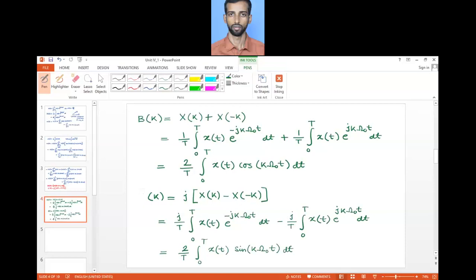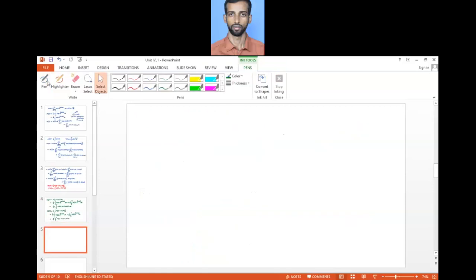So by virtue of this, we are able to find the relationship between the exponential Fourier series and the trigonometric Fourier series, and the corresponding coefficients xk, bk, ck, how they are related, how they are connected. Now before I conclude this lecture, I would like to point out a very important phenomenon regarding the behavior of the signals in the time domain as well as in the frequency domain.